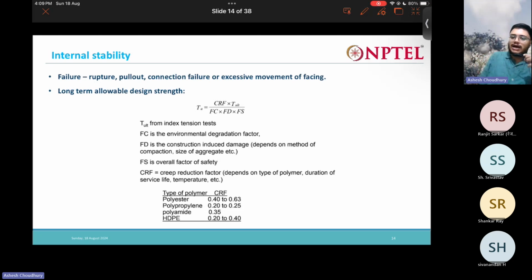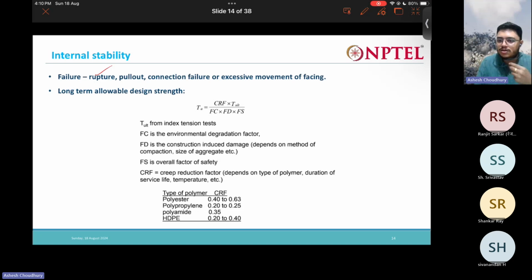So I was asking about internal stability. What are the internal stability criteria that we should have? You already know this. What are the things? One is rupture. Your reinforcement should not break apart, tear apart, rupture. What is the second one? The second one is pull out.